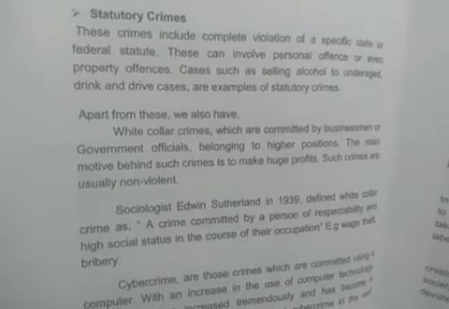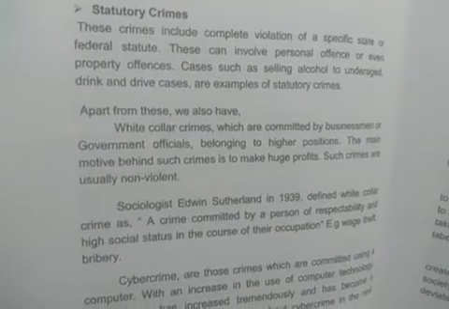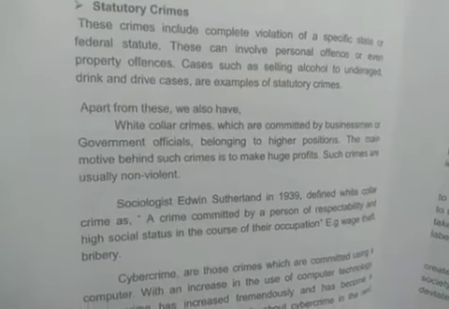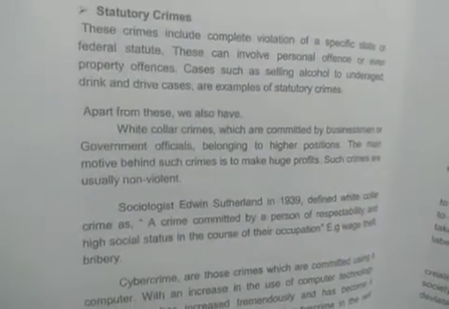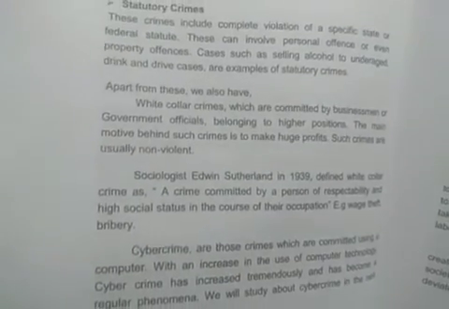Statutory crimes. These crimes include violation of a specific state or federal statute. These can involve personal offenses or even property offenses. Cases such as selling alcohol to underage persons and drink and drive cases are examples of statutory crimes.